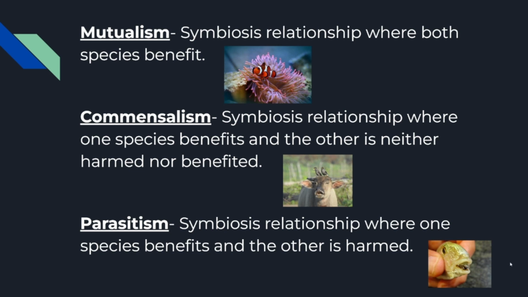And finally, the other one: we've got this poor fish that is getting invaded by a parasite. This is parasitism. Parasitism is a symbiosis relationship where one species benefits and the other is harmed. Another example of this is a mosquito drinking your blood. The other species is harmed while the mosquito is benefited by drinking your blood.